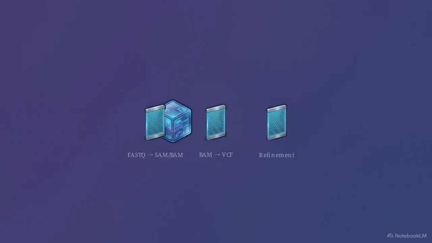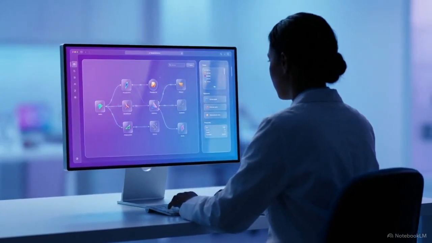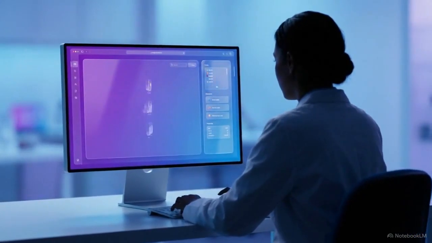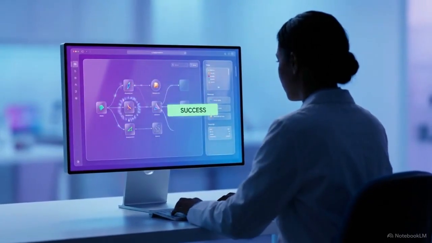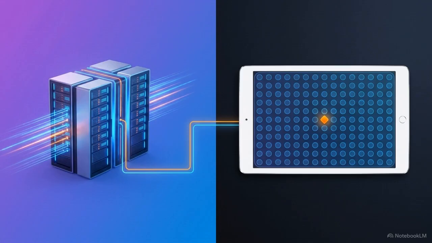A process that started as 100 gigabytes of raw machine output is concentrated down into a single megabyte of actionable data. This 1 megabyte VCF file is the document a clinician actually uses to identify the mutation responsible for a patient's symptoms. Bioinformatics file formats are more than just digital containers. They are a sequential filtration system, turning 100 gigabytes of biological noise into a single life-saving signal.